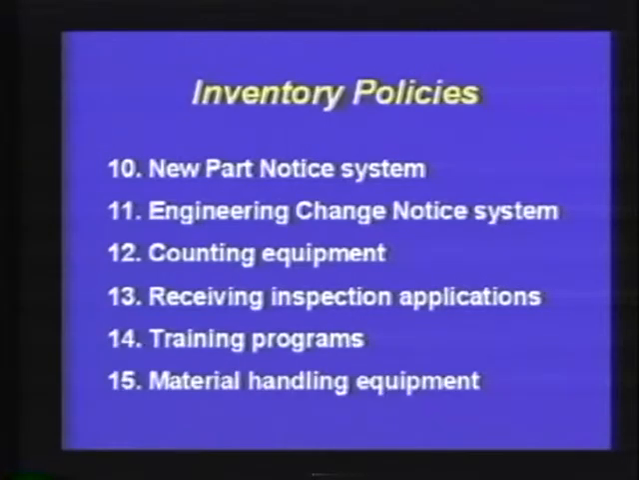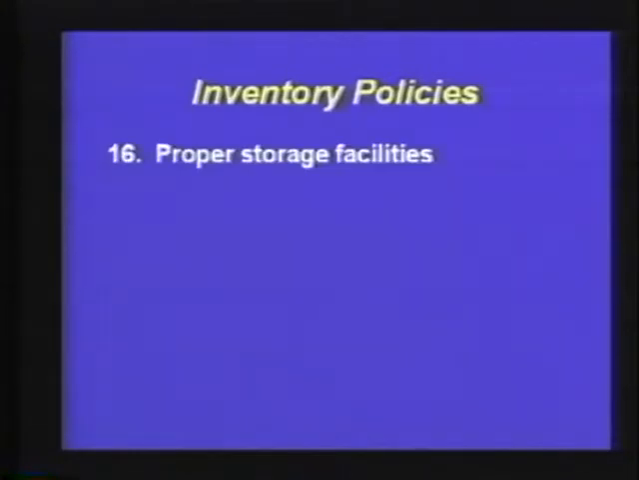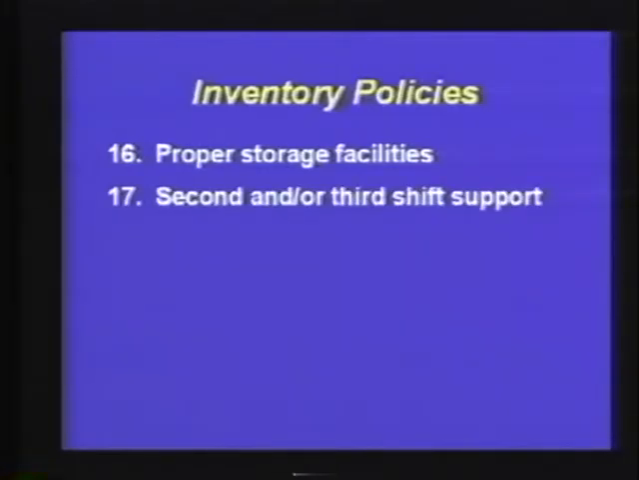We need material handling equipment to be identified as a requirement, and that is noted by item number 15. 16 is the proper storage facilities, and that addresses, as an example, the various bins, the racks, the shelving, the cantilevers, the file cabinets, and any other application which is required to properly house and support spare parts while they are in the storeroom.